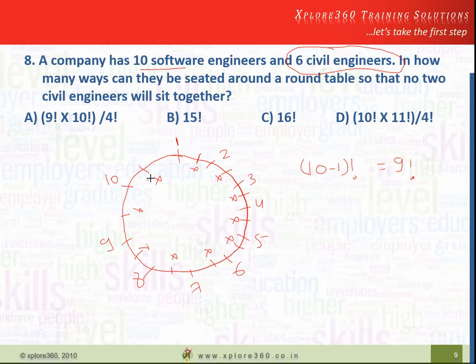So how many ways are there for the civil engineers? It is 10. You count this, it is 10. So out of 10 ways, the 6 people are going to sit. So it is going to be 10P6. So straight away the answer is going to be 9 factorial into 10P6, which equals 10 factorial divided by 4 factorial. So answer is A.